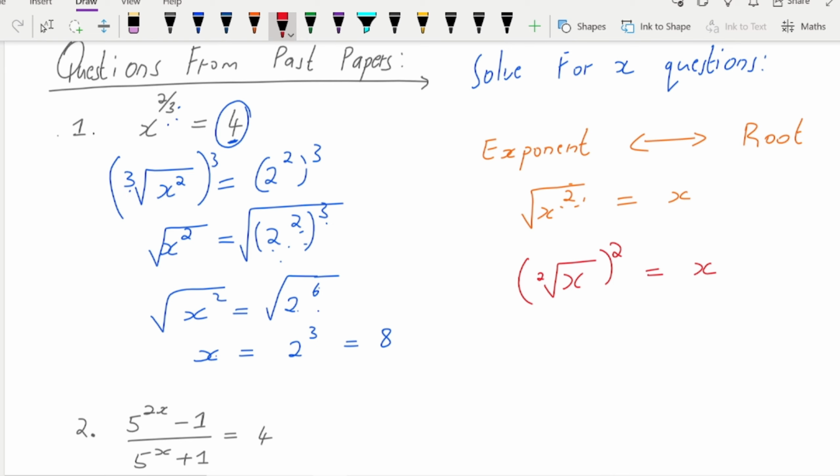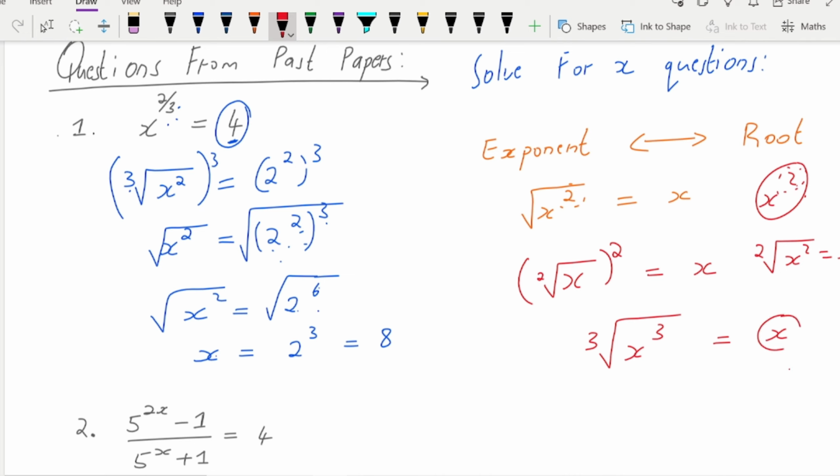If you have only an exponent and you want to remove it, you introduce a root that is the same power. So in this case, it's going to be 2. And then x squared, which gives us x. Say you have x to the power 3. To remove x to the power 3, you introduce a cube root, right? Which is going to give you x.